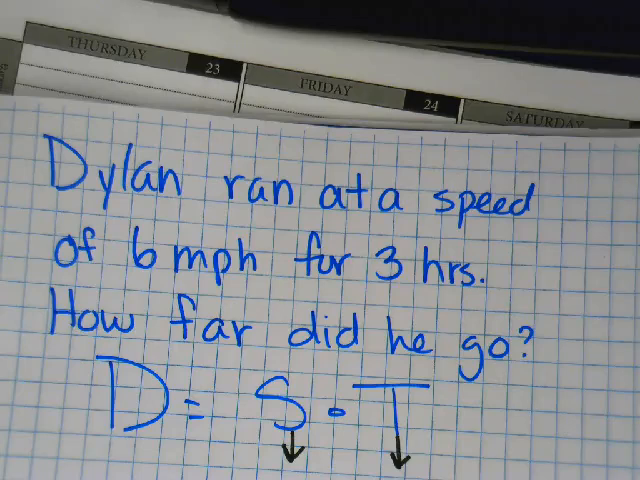So it's 6 times 3, right? Include your units. 6 what? 6 times 3. What are my units on 6? 6 miles.